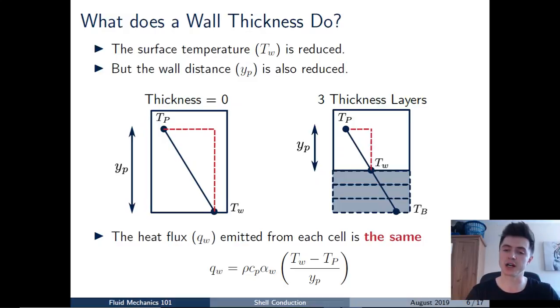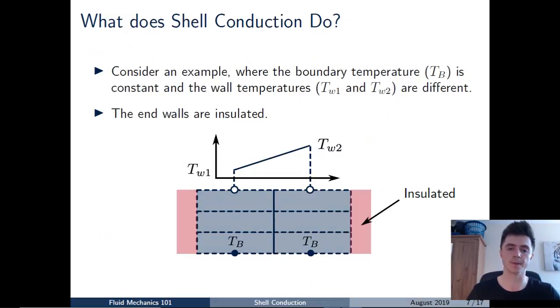However, what we can see from the diagram on the right is that adding thickness layers has the effect of reducing the surface temperature. So when we post-process the results and look at them, the temperature of the wall, TW, will be lower than the boundary temperature, TB, that we apply as a boundary condition. So those are the 2 key things to remember for a wall thickness. There is no change to the wall heat flux. However, the wall temperature, which is in contact with the fluid, is reduced if we have a hot boundary surface, TB. So what effect does shell conduction have?